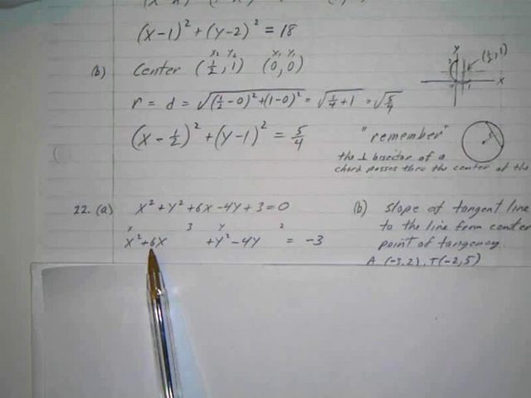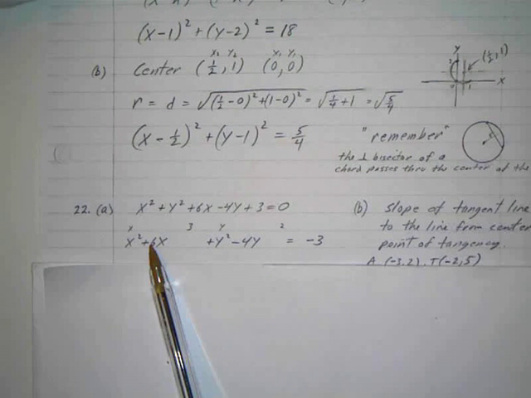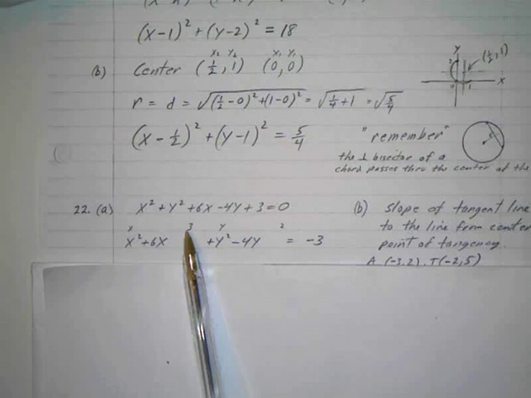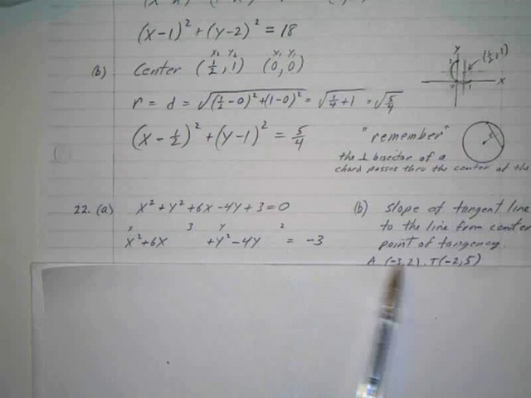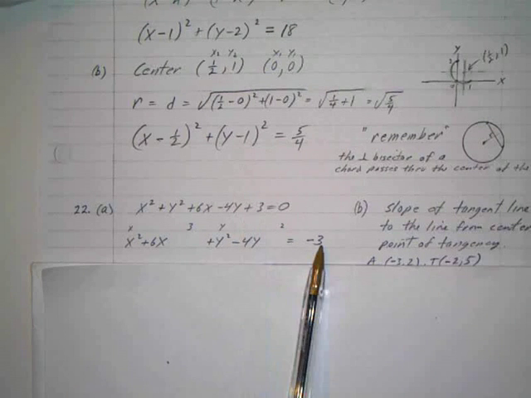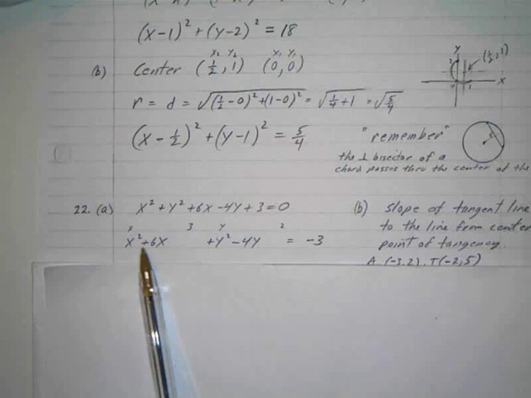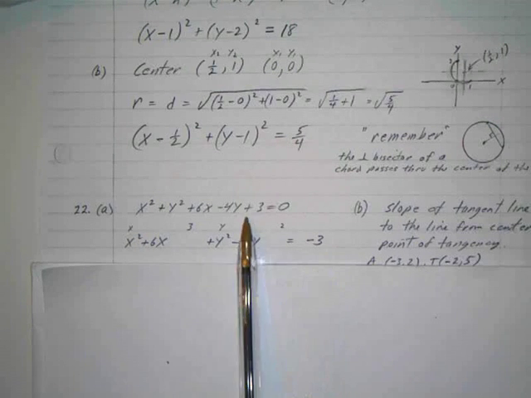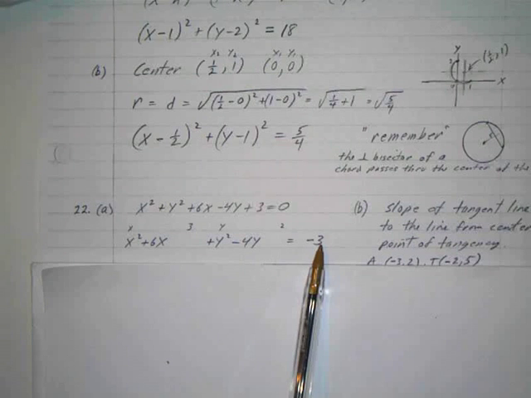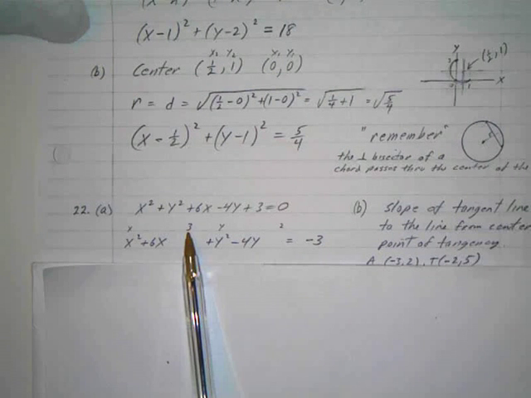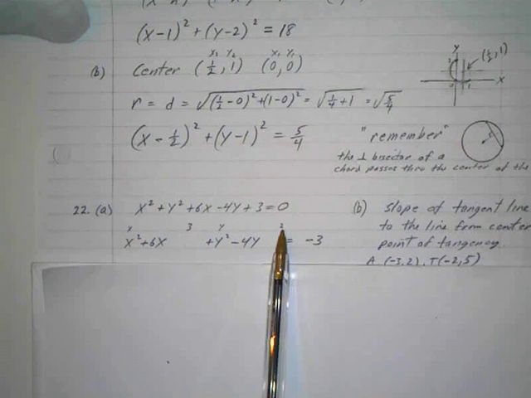And then just like we were completing the square in some earlier problems, what's half of 6? 3. And what's half of 4? 2. And we put the 3 over on the other side, so we have negative 3. So we isolated the x and y terms and put the x's together, the y's together, and then put the numerical term over on the right. And then we have to add 3 squared to both sides and 2 squared to both sides.